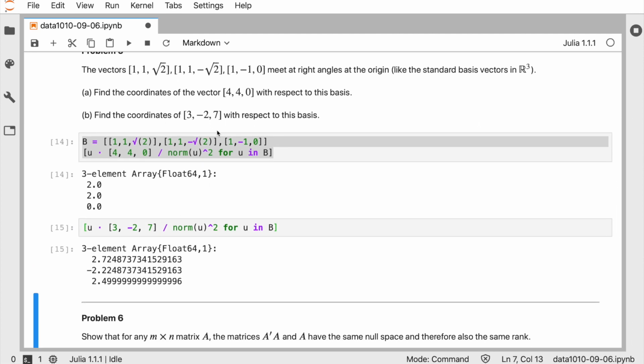We also could have solved this problem by just setting up a linear system. We could say c1 times this vector plus c2 times this vector plus c3 times this vector is equal to this vector, and just tell Julia to solve that linear system and we would get the same result. The advantage of doing it with dot products is that we can get each coordinate with a single calculation instead of having to do a solve of a system of equations.